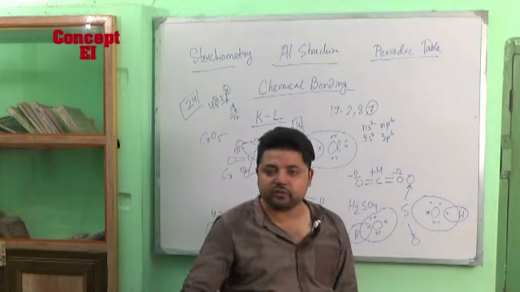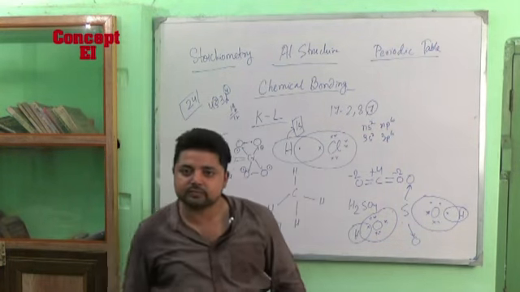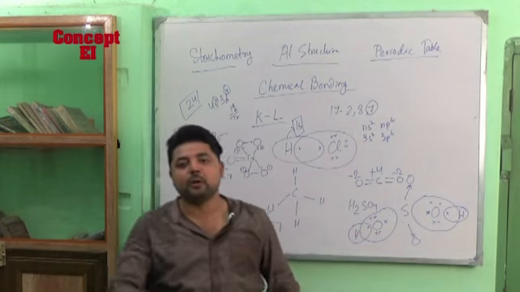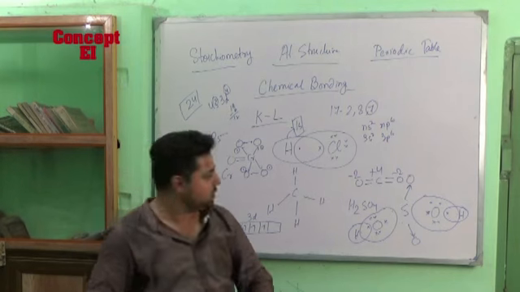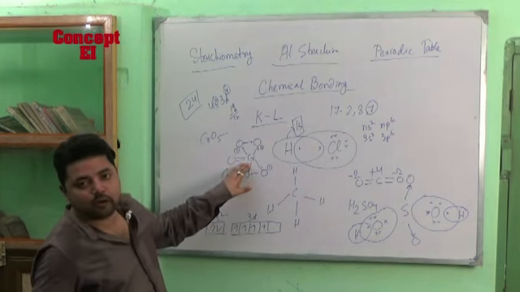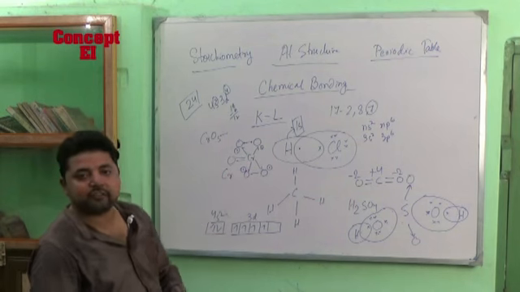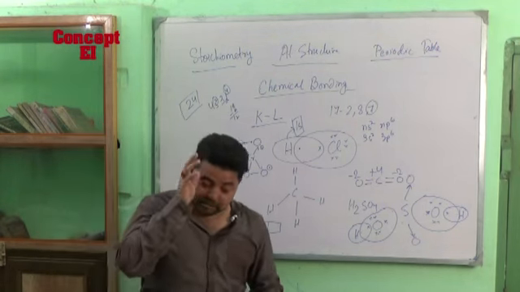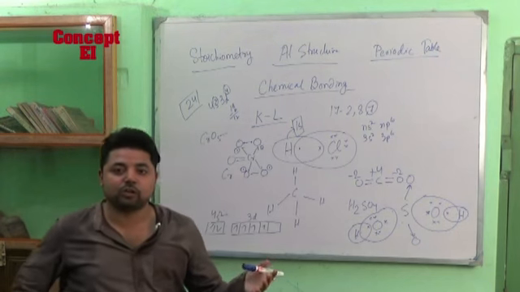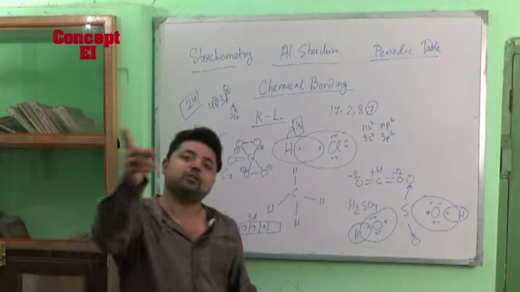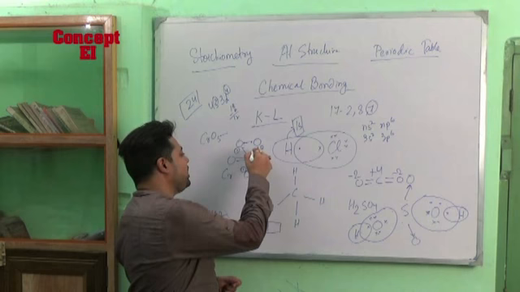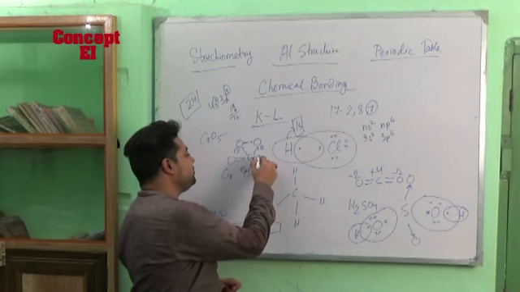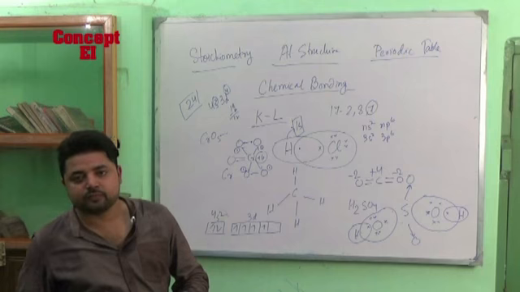This oxygen will have -2 oxidation state. This hydrogen will have +1 oxidation state. Got my point? In CrO5, the chromium will have +6 oxidation state. See, there is a very good method to find out the oxidation state. Just calculate the number of bonds it has. Here 1, 2, 3, 4, 5, 6, so it is +6.